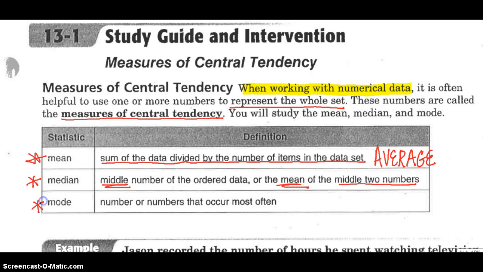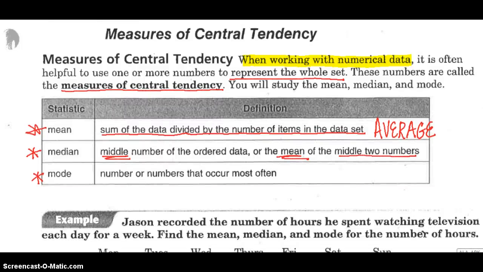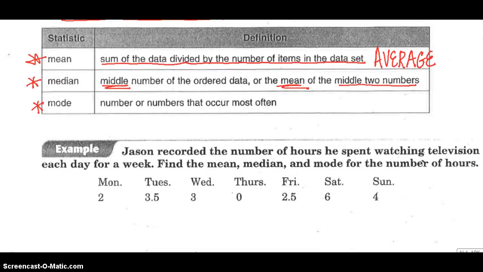Then the third measure of central tendency is the mode, the number or numbers that occur most often. We're going to sing a little song in class that's going to help us remember these terms, mean, median, and mode. Since they all start with an M, it's very easy to get those confused.